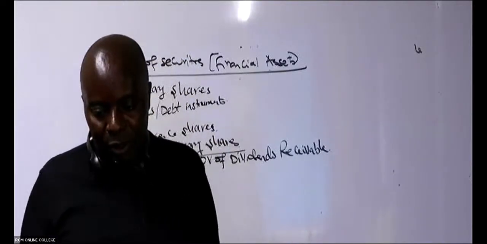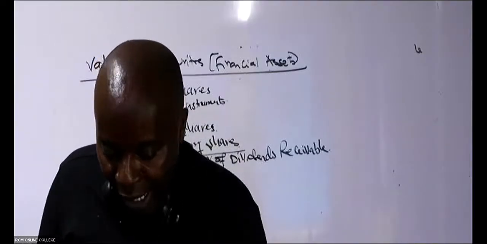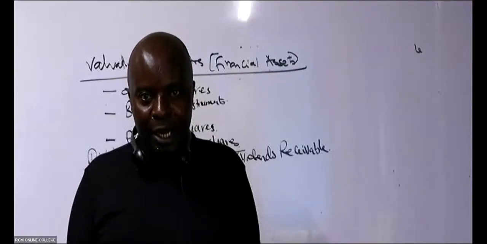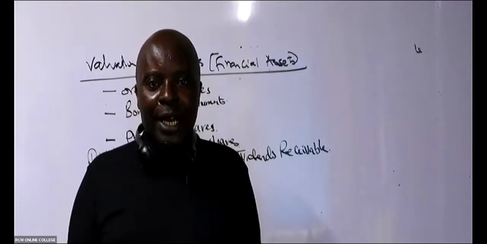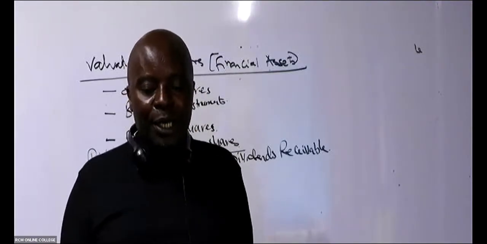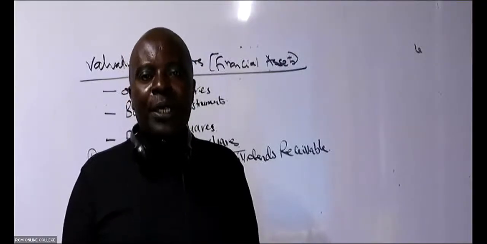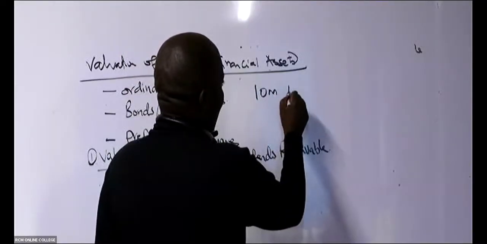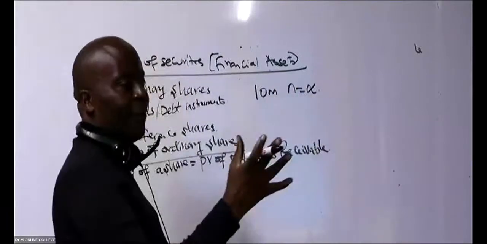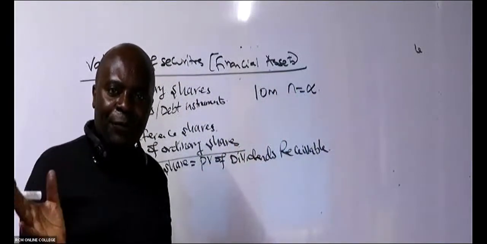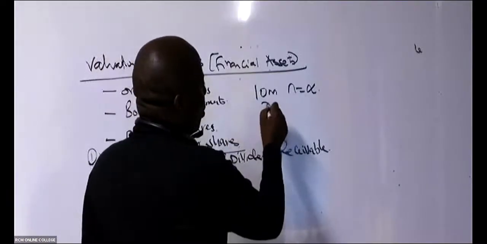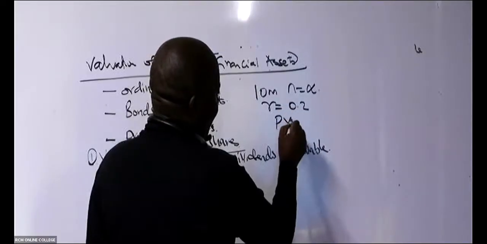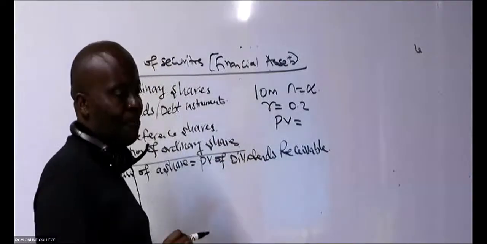Now, let me ask you a question. Assuming in this case we have Queen, who gets somebody who tells her, hey Queen, you'll be getting 10 million Kenya shillings every year, to infinity, indefinitely. And R, the cost of capital, they give you a cost of capital of say 0.2. Can somebody give me the present value of Queen's cash flow?